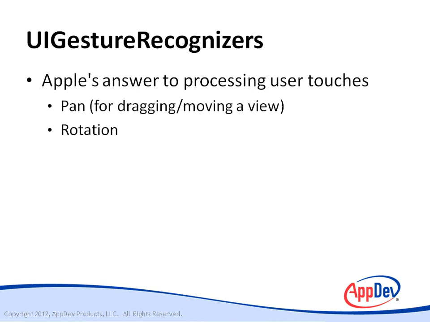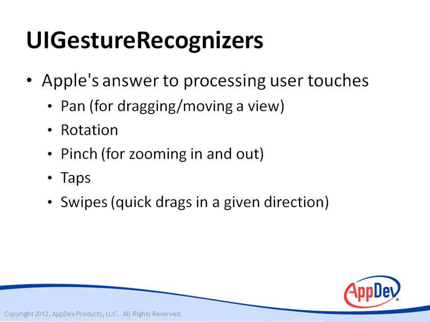There's rotation gesture recognizers, pinch recognizers, so for zooming in or out. There's tap gesture recognizers for single taps, double taps, triple taps, or whatever you would like. There's swipe gesture recognizers, and these recognize quick drags in a given direction. So a quick swipe up would be a swipe, and you would decide that it is not, for example, a pan gesture. And then the last gesture recognizer that Apple provides is a long press gesture recognizer.